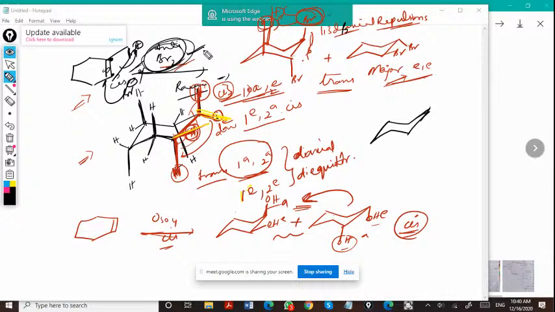Okay. So how to write the trans product: if one bromine is towards down, the other bromine must be on the second carbon on the upside. Okay. So like this. Okay. So why I am writing this one in this way: let's say I have taken the bromonium ion which is forming from the upper side. Okay. There are two possibilities. It can form from the down. It can also form from the upside.